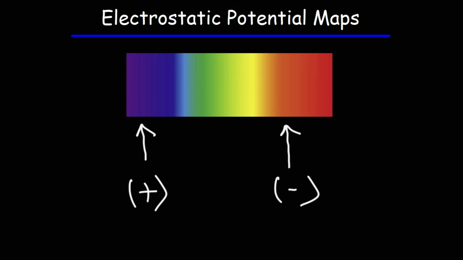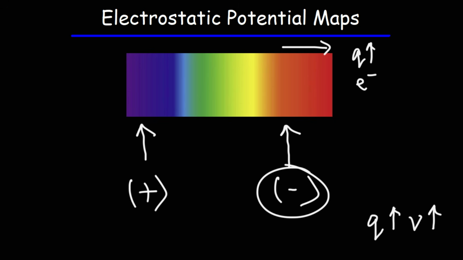But now remember, charge is related to potential. As the charge increases, the electric potential increases as well. So as you move to the right, the charge density increases. In this case, we could say the electron density, because electrons carry a negative charge. So the electron density increases as you move to the right. The more electrons that you have in an area, the greater the charge.